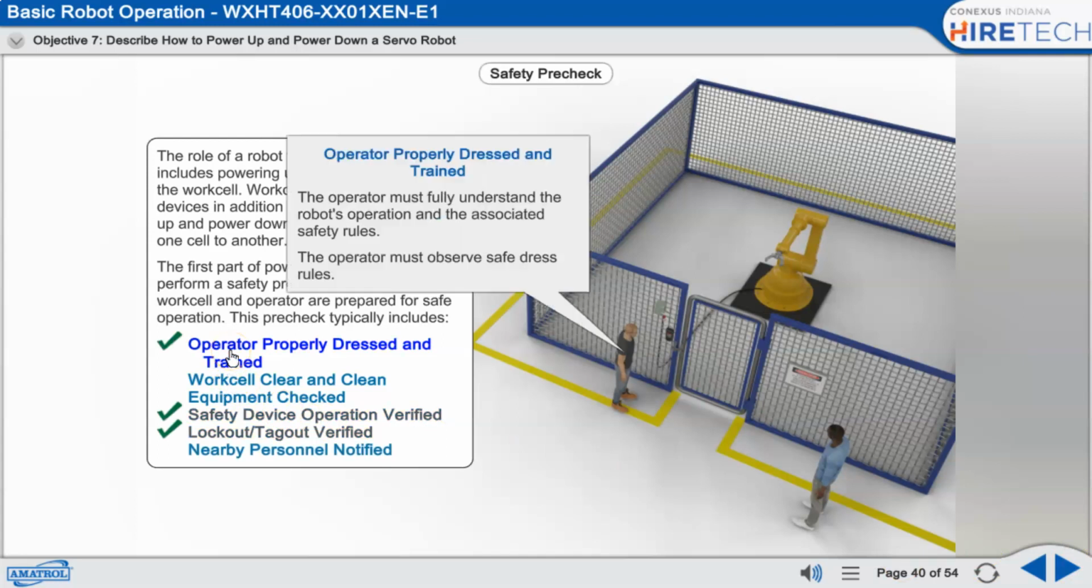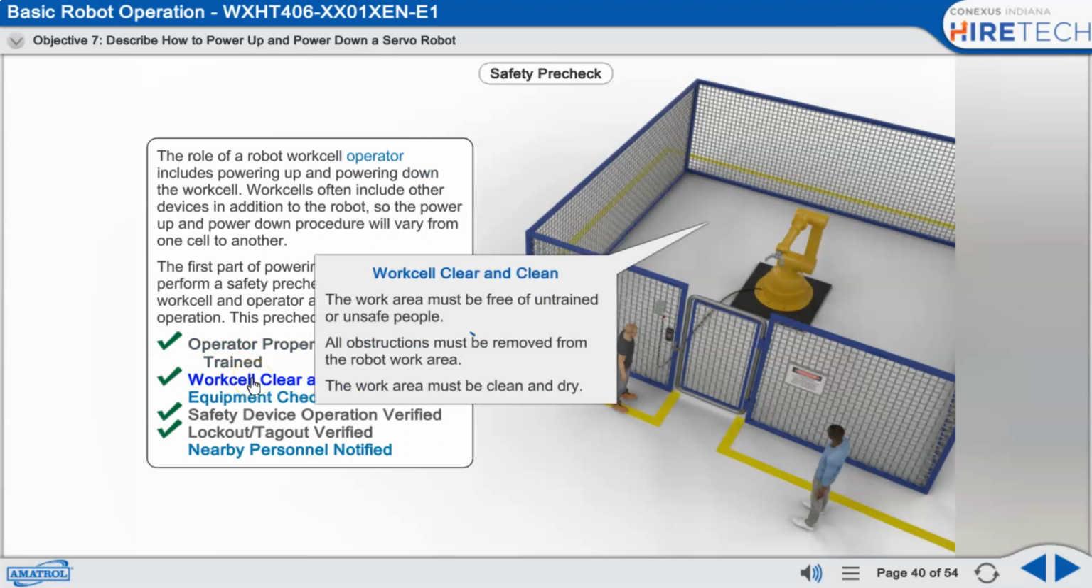The operator must fully understand the robot's operation and the associated safety rules. The operator must observe safe dress rules. The work area must be free of untrained or unsafe people. All obstructions must be removed from the robot work area. The work area must be clean and dry.